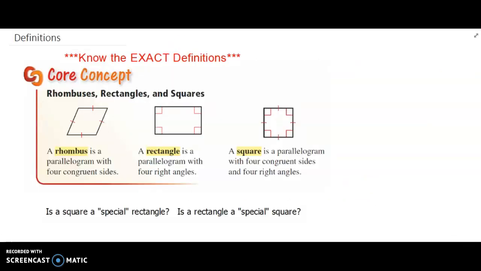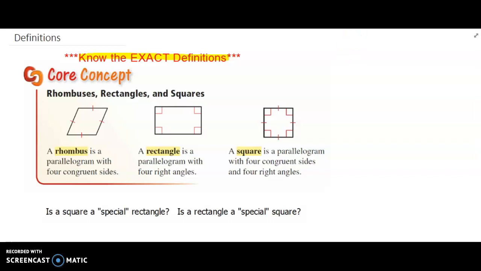All right, so in this section, we are going to look at some more specialized parallelograms, specifically the rhombus, the rectangle, and the square. Now, it's very important that you know the exact definitions of these. I know you kind of generally know what they are, and you're probably rolling your eyes like, yeah, I already know these, but seriously, pay attention to the definitions because it will help you a lot.